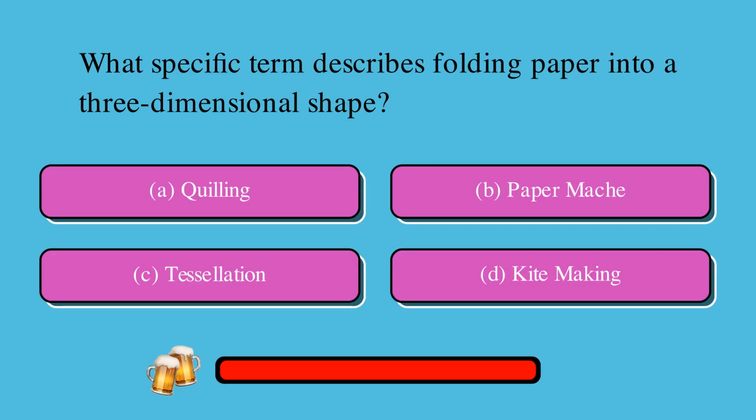What specific term describes folding paper into a three-dimensional shape? Is it A, quilling, B, papier-mâché, C, tessellation, or D, kite making? The correct answer is C, tessellation.